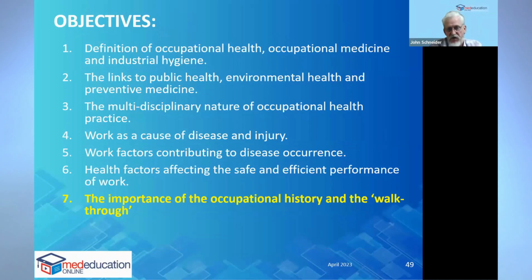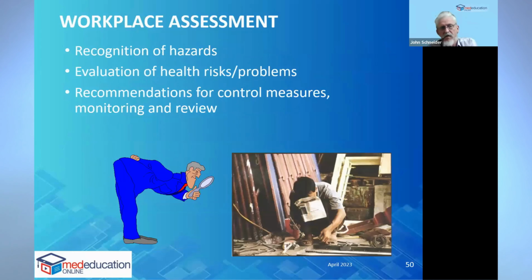And the last one, of course, is the importance of getting an occupational history and a walkthrough. Next one. So what we need to do, and what a lot of doctors doing occupational medicine don't get the opportunity to do, is go out and assess the workplace, have a look at it. Doing a walk around the workplace, you can often recognise several hazards that are there. That helps you evaluate patients who come in with medical problems.